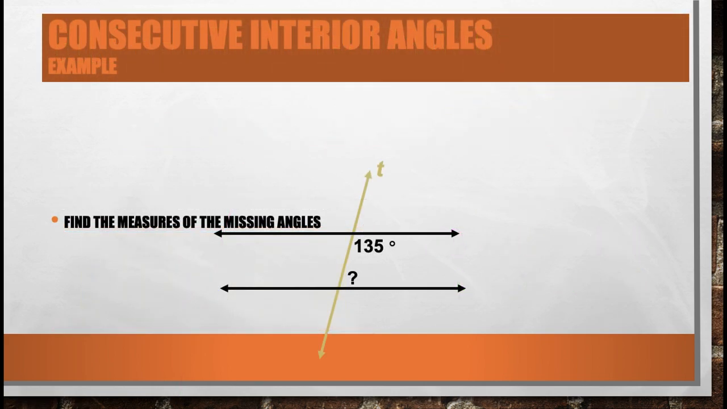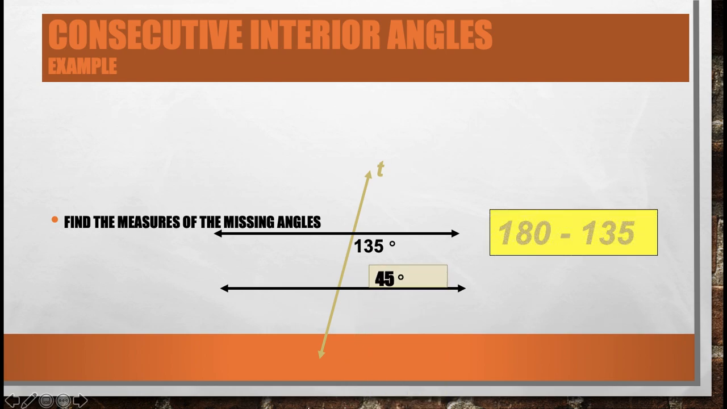Now we will do an example of consecutive interior angles. Find the measure of the missing angle. Here 135 degrees is given. This pair is an example of consecutive interior angles because it lies on the same side of the transversal. So how do you get it? 135 degrees plus this unknown angle is equal to 180 degrees. So to get this unknown angle, you subtract from 180 degrees. 180 minus 135 degrees, you will get 45 degrees.